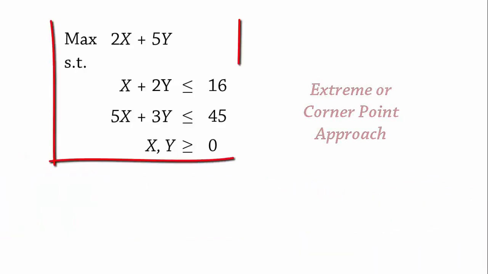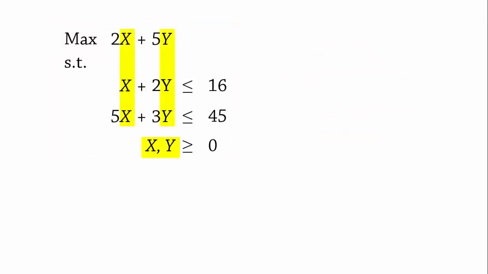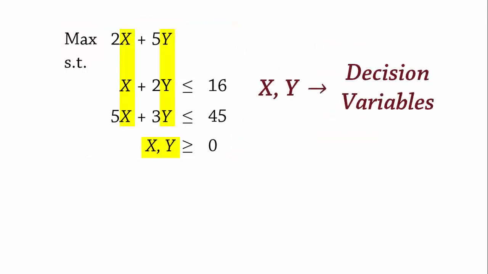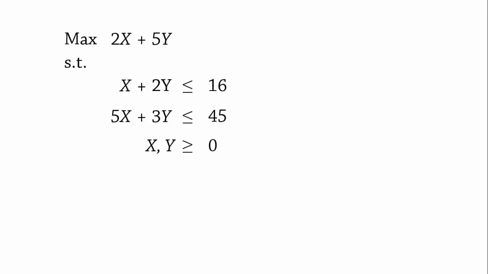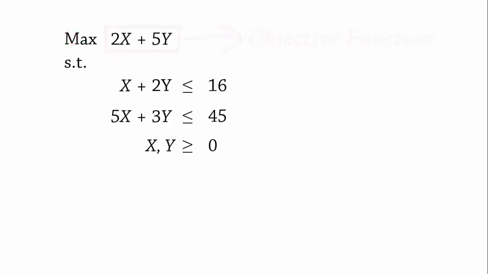What we have here is a linear programming or LP model. The X and Y in this model are referred to as decision variables. They tell us what quantity to buy, produce, sell, or transport, and so on. The 2x plus 5y here is referred to as the objective function, which we want to maximize. In linear programming, we either maximize or minimize the objective.